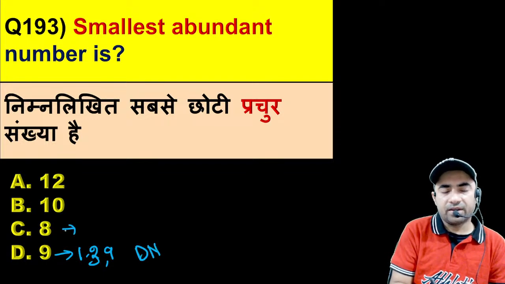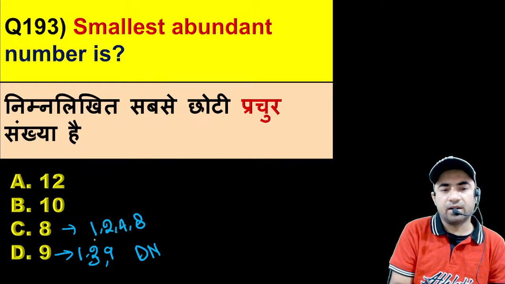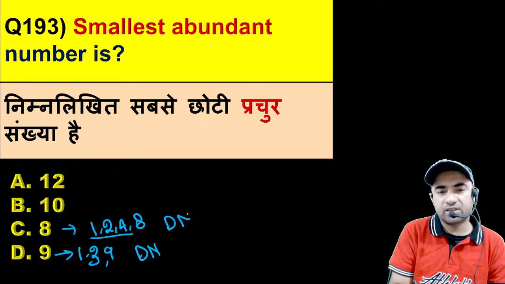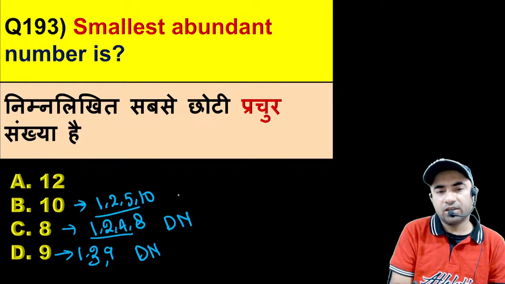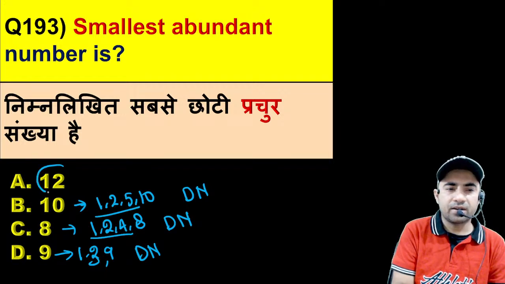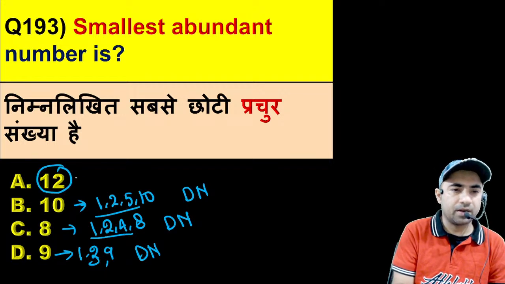For 8, the proper factors are 1, 2 and 4, and the proper factor sum is only 7. That's why this is also a deficit number. And for 10, the factors are 1, 2, 5 and 10, and the sum of proper factors is only 8. That's why this is also a deficit number. So the smallest abundant number is 12.